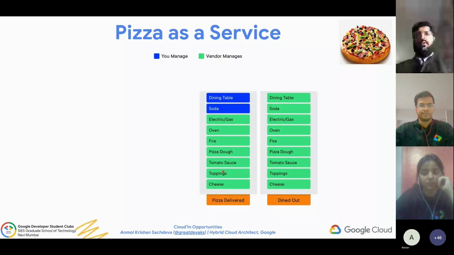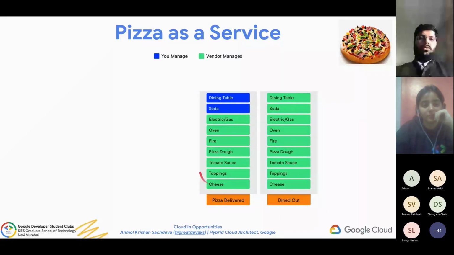Then there is another model, especially which got popular in the COVID times. You get your pizza delivered at your doorstep, right? And this is where you have to bring your own dining table, your own Coke, etc. But then the rest of the services of how the pizza was created is taken care of by the pizza creator, right? So let's take for example Pizza Hut, and Pizza Hut took the ownership of having all these services delivered. So you have a ready-made pizza delivered at your doorstep. Now you just have to bring your dining table, your Coke, and eat it, right? And you pay for the service.